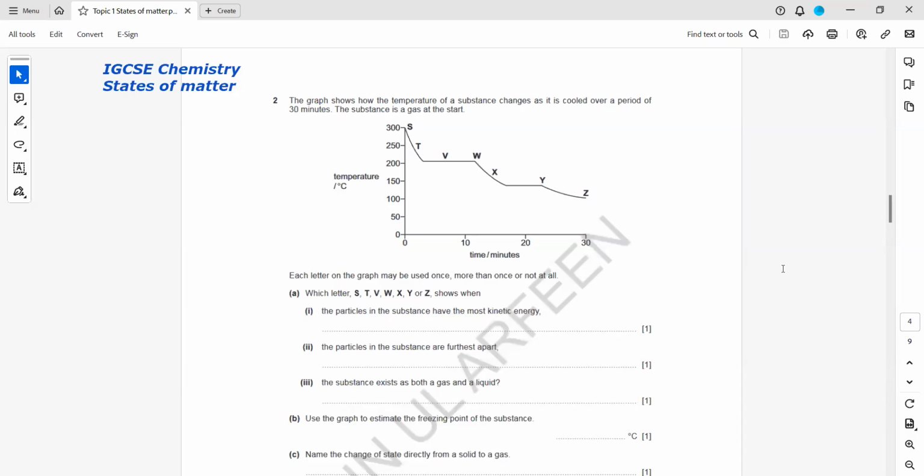So, classified paper from topic 1, which is about the states of matter. I prefer that you all try to annotate on the screen or use the chat, or you can also use your mic to answer the questions.